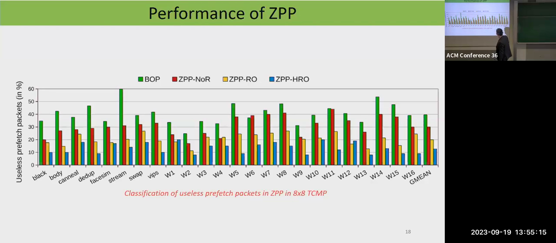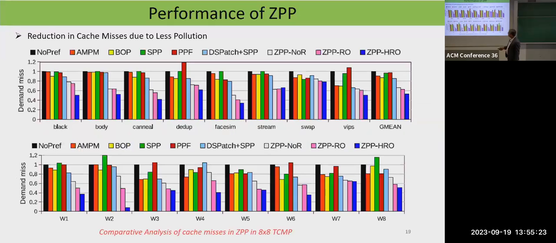So useless packets are significantly reduced. These 3 variants are being shown here. And BOP is the best state-of-the-art prefetcher. We are comparing with that. And we are able to reduce the number of cache misses across all workloads because we are not throwing out. There is no cache pollution. So because of that, we are able to improve cache hits.